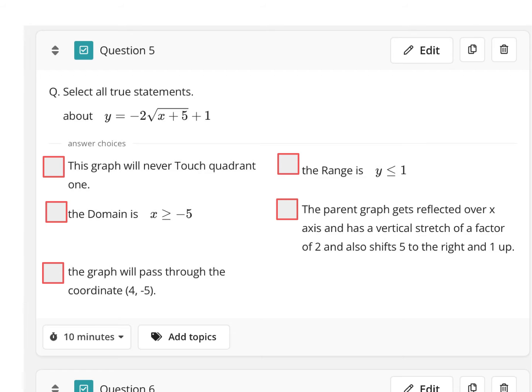On this question, it says, select all true statements about the radical equation y equals -2 square root of x plus 5 plus 1. Okay, let's begin by truly understanding this. The a value is -2. That means that the parent graph got reflected over the x-axis, got vertically stretched by 2, and the endpoint that used to be 0, 0 on the parent graph got shifted to -5, positive 1.